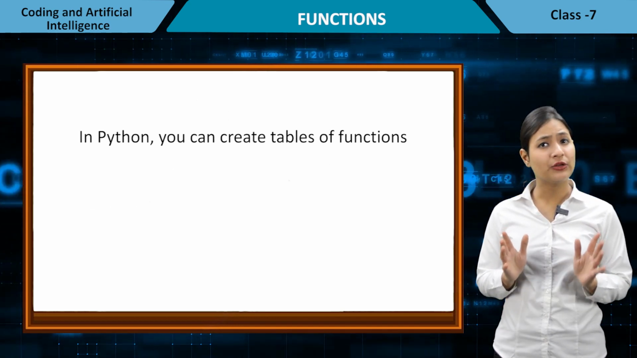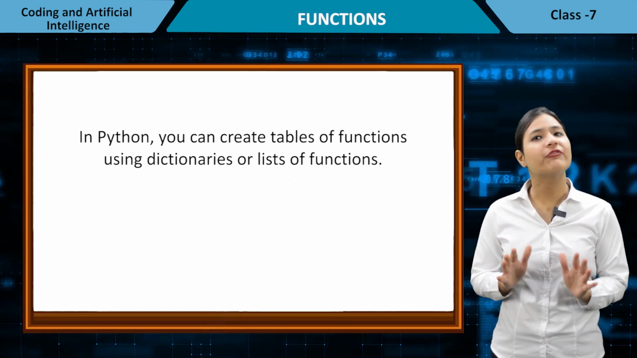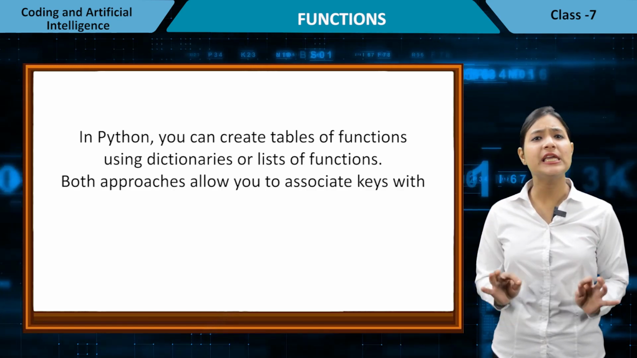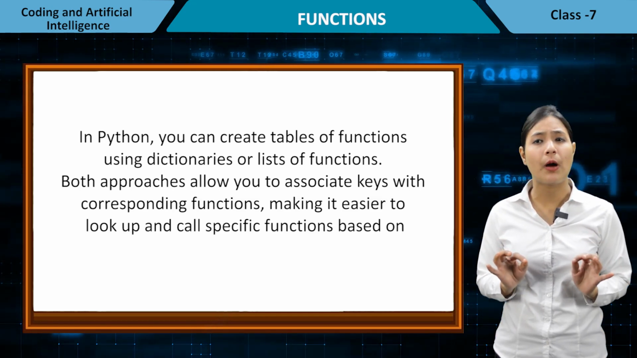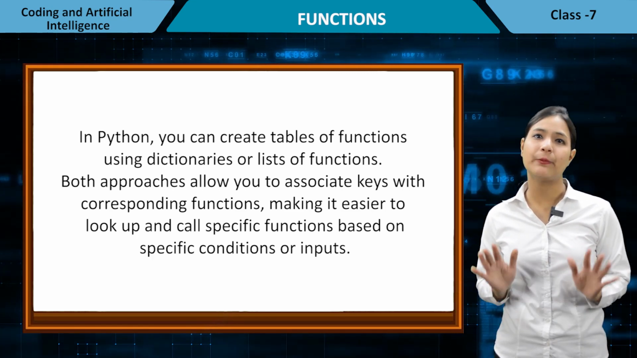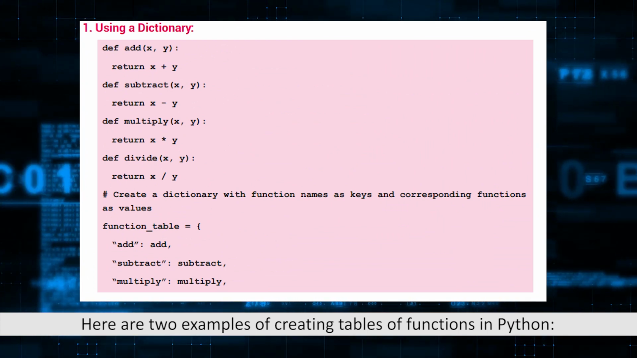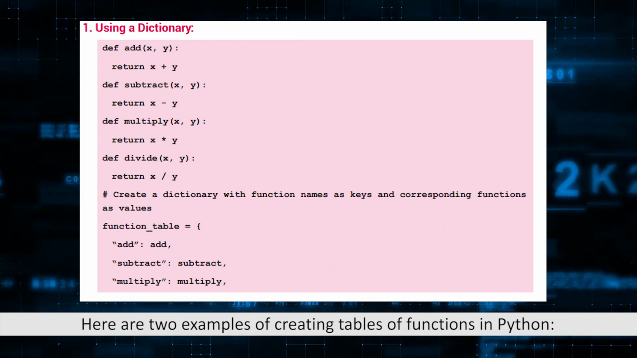In Python, you can create tables of functions using dictionaries or lists of functions. Both approaches allow you to associate keys with corresponding functions, making it easier to look up and call specific functions based on specific conditions or inputs. First, using a dictionary. Here are two examples of creating tables of functions in Python.